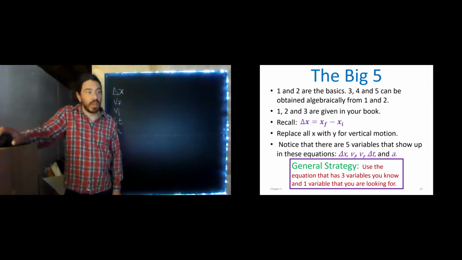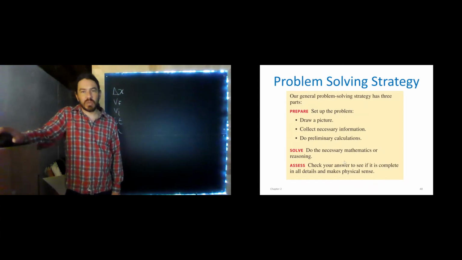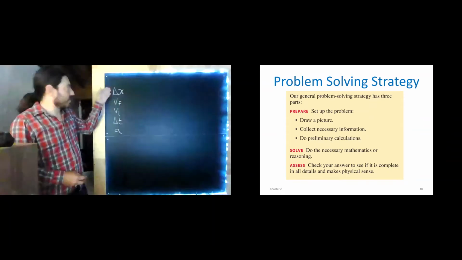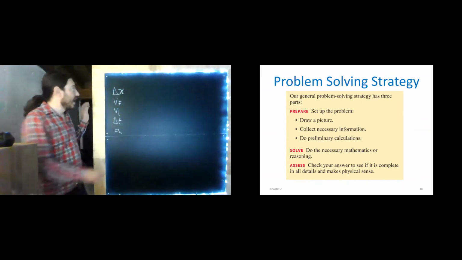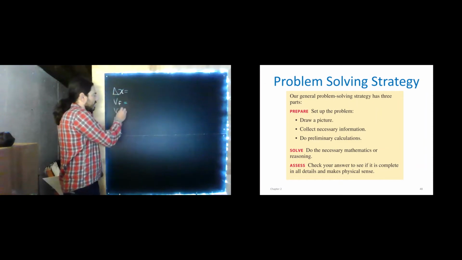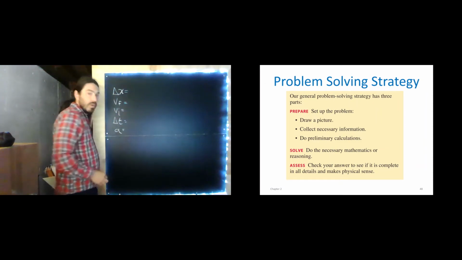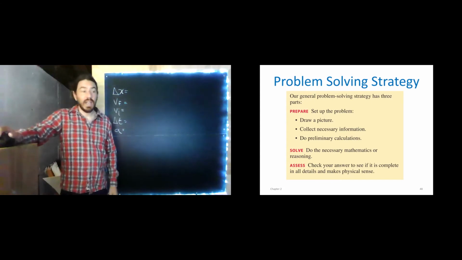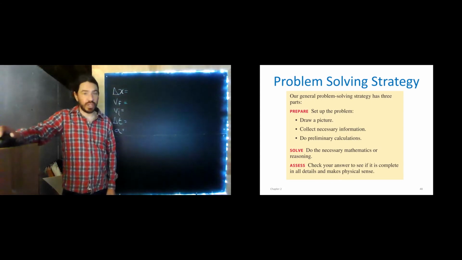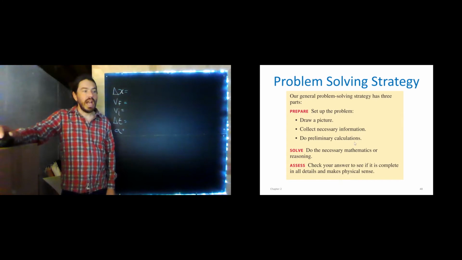If we wanted to be a little more specific about our strategy, we could look at this slide, which is from your textbook. Our general problem-solving strategy has 3 parts. Prepare: we set up the problem first. In this step, we draw our picture and collect our necessary information. We make our list of 5 variables and start filling in the missing pieces. We see what we have and what we're asked for, and that helps guide us to the proper equation to use. And then we solve.